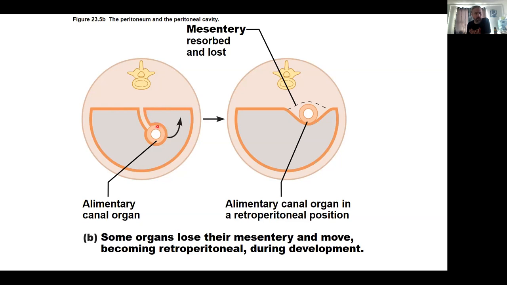part of the peritoneum merging with this part of the peritoneum and kind of going away. And so we end up with the peritoneum kind of just tucking around this side, and the part of the canal, the organ here, is actually now stuck entirely behind it. So that's all we mean by retroperitoneal.